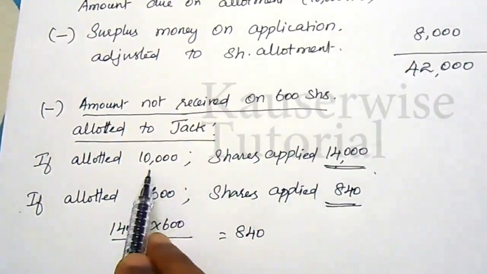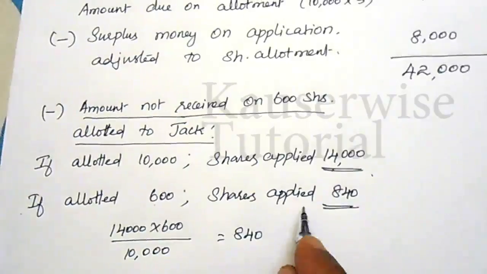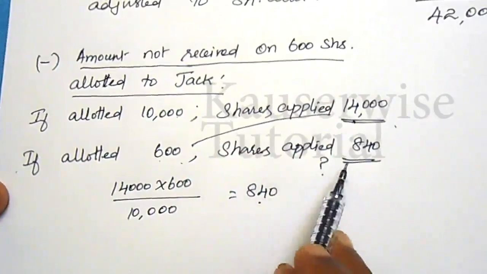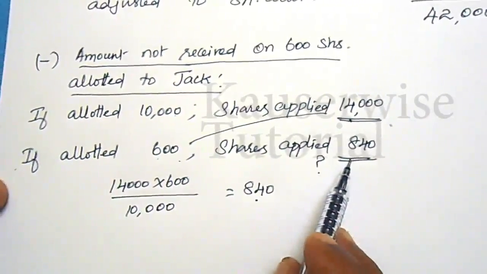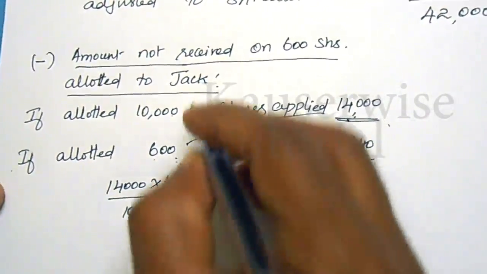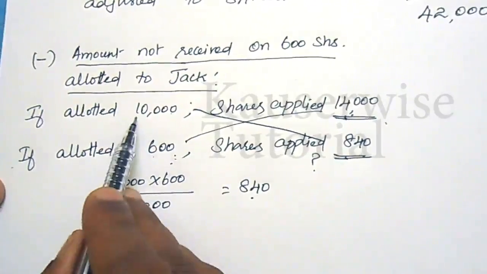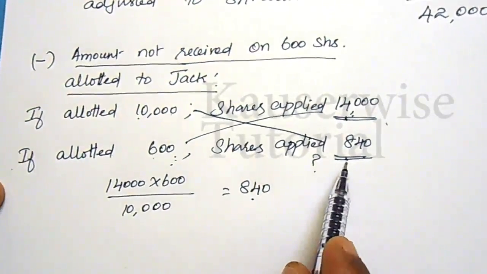14,000 applied, 10,000 allotted. Then 600 allotted, then how many applications applied? So Jack applied for 840 shares and the company allotted 600 shares. That is 14,000 into 600 cross multiplication, divided by 10,000. You will be getting 840.